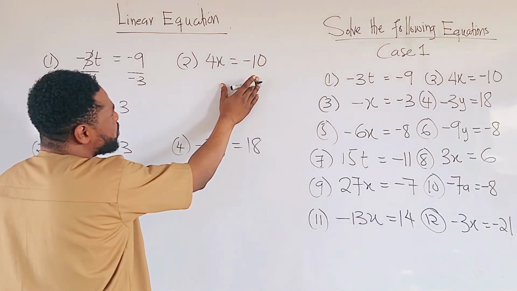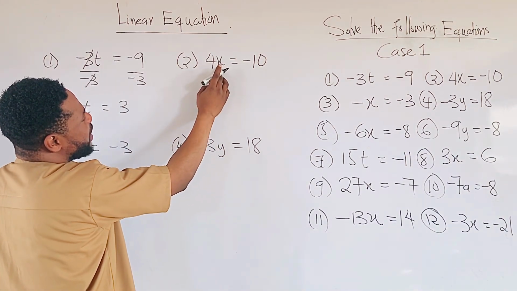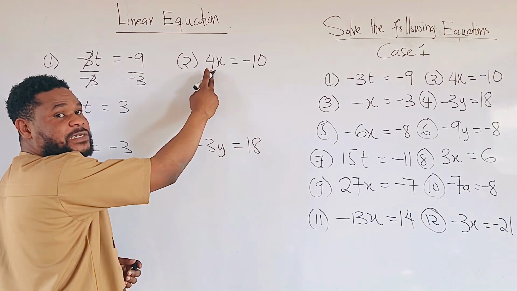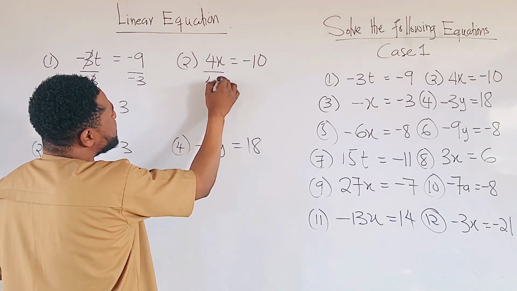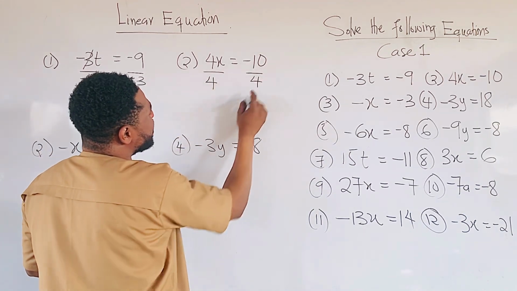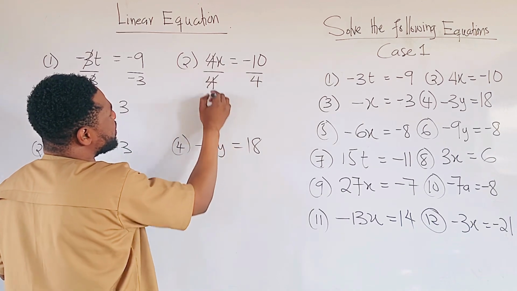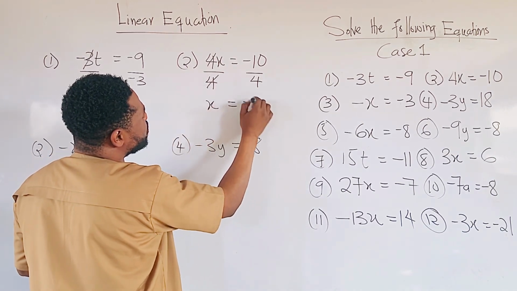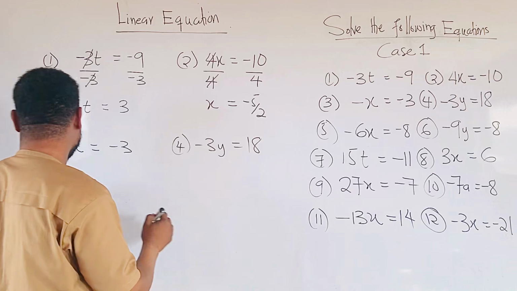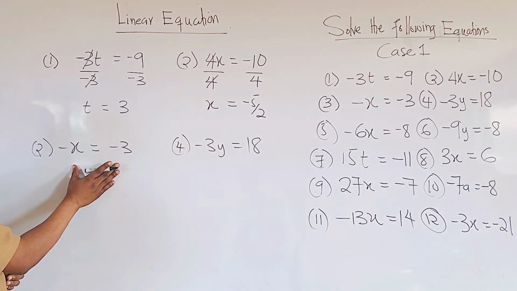Now let us look at question number 2. We are looking for x, and the coefficient of x is 4. So we divide both sides of the equation with our 4, and this will cancel this, and our x will be equal to -5/2.